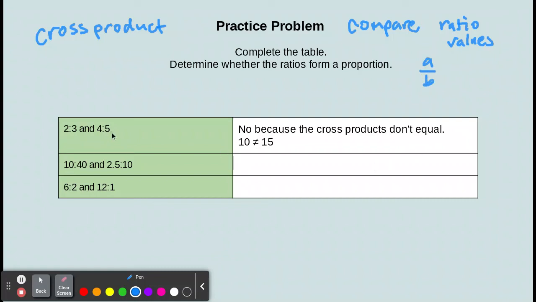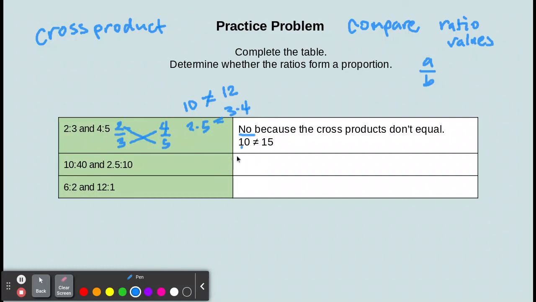So for this first one, our cross product is what? Our ratios look like this: 2 to 3, 4 to 5. Remember, you can write the first number on top, second number on bottom, first number on top, second number on bottom. So our cross product would be 2 times 5. Does that equal 3 times 4? 2 times 5 is 10. 3 times 4 is 12. They don't equal, so it's a no, right?